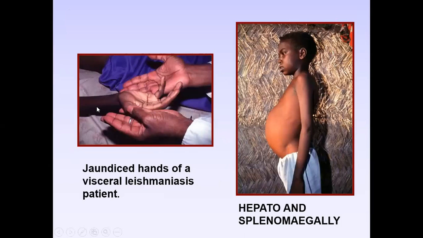So this is the clinical picture of a person with visceral leishmaniasis, and as you can see, the darkness of these hands which is going onto the palm as well. And because of this reason, it was coined as Kala-azar. This child is showing both hepatomegaly and splenomegaly.